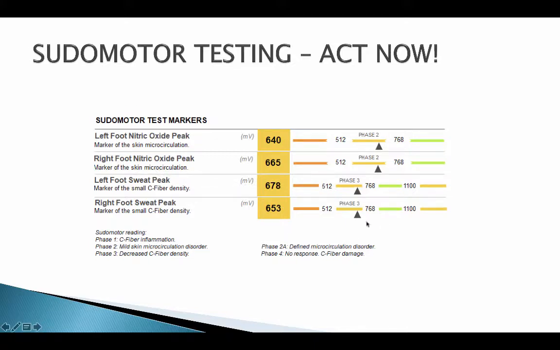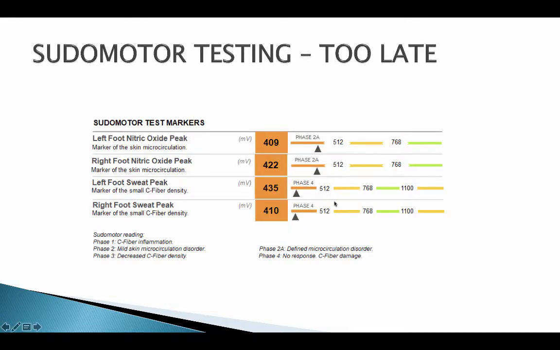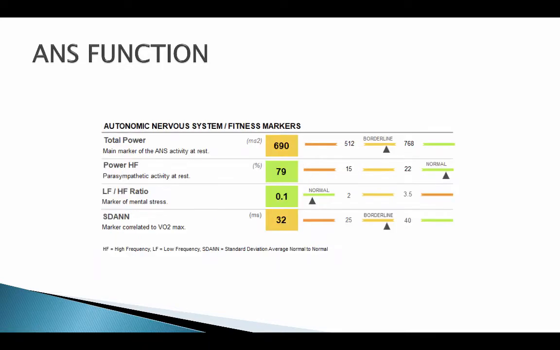So this particular person has time to prevent the loss of sensation in their foot. Now this person has a defined microcirculation disorder, and then there is no response. So the C fibers, the nerves in the bottom of the feet, have died, and this is not going to change no matter how much you improve your overall health. So at this point, there's not going to be a lot of improvement, but it's still good to improve your overall health to prevent vascular problems and issues such as that.